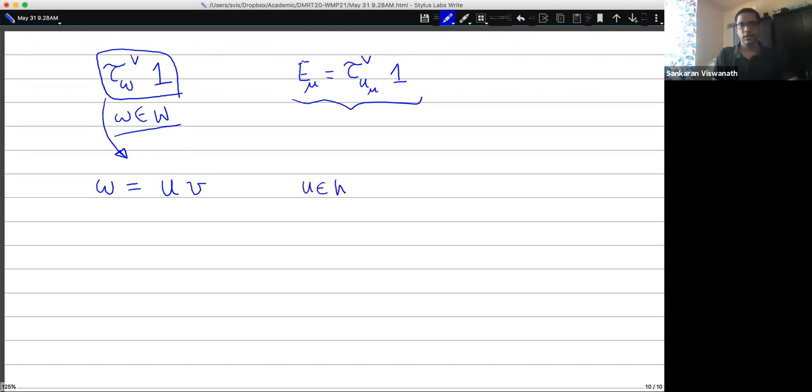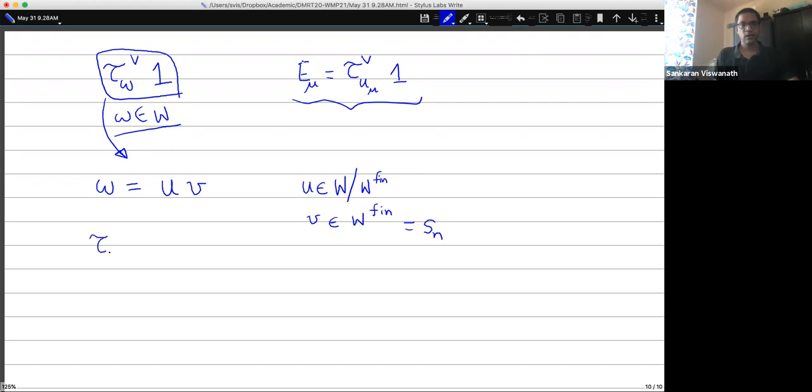So maybe I should write it like this: W mod W finite, where W finite is my Sn. When I use this notation, I just mean take the minimal coset representatives of the finite Weyl group inside the affine Weyl group. And suppose I put some v, which is not the identity, but some non-identity element of the finite Weyl group. Then if you actually compute this tau w check on 1, you'll get a 0.